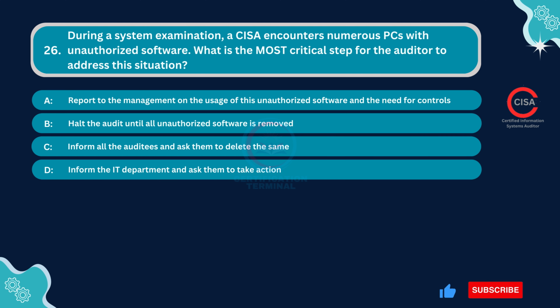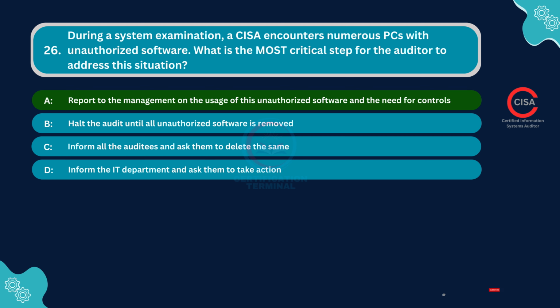The correct answer is Option A, report to the management on the usage of this unauthorized software and the need for controls. Unauthorized software poses security risks and can potentially violate licensing agreements. Management needs to be aware of the issue to make informed decisions and take appropriate action.